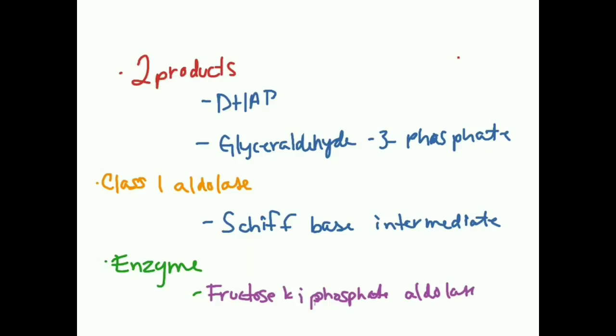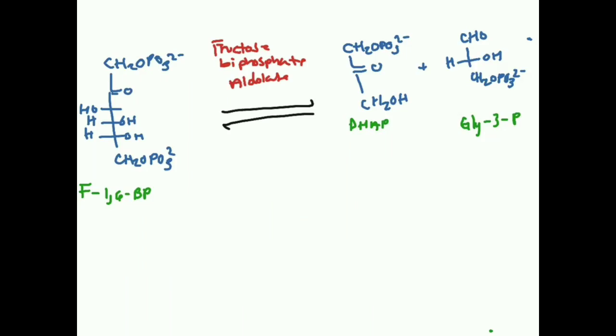So in this reaction, again, you form 2 products. You go from fructose 1,6-bisphosphate with the enzyme fructose bisphosphate aldolase. You create DAP and glyceraldehyde 3-phosphate.